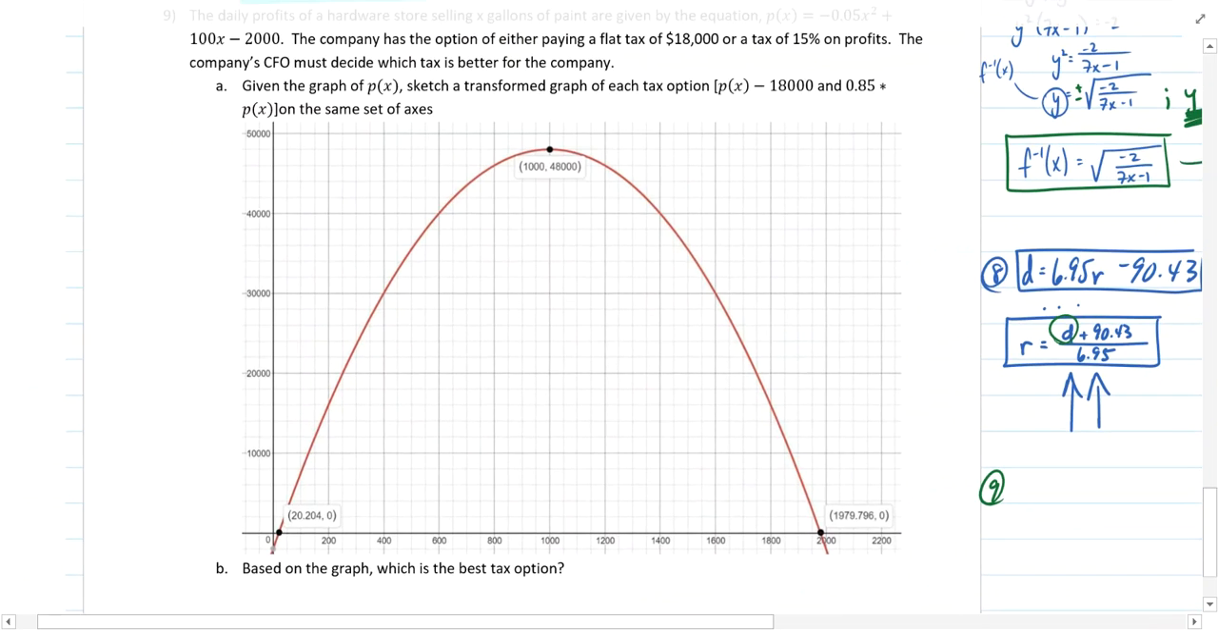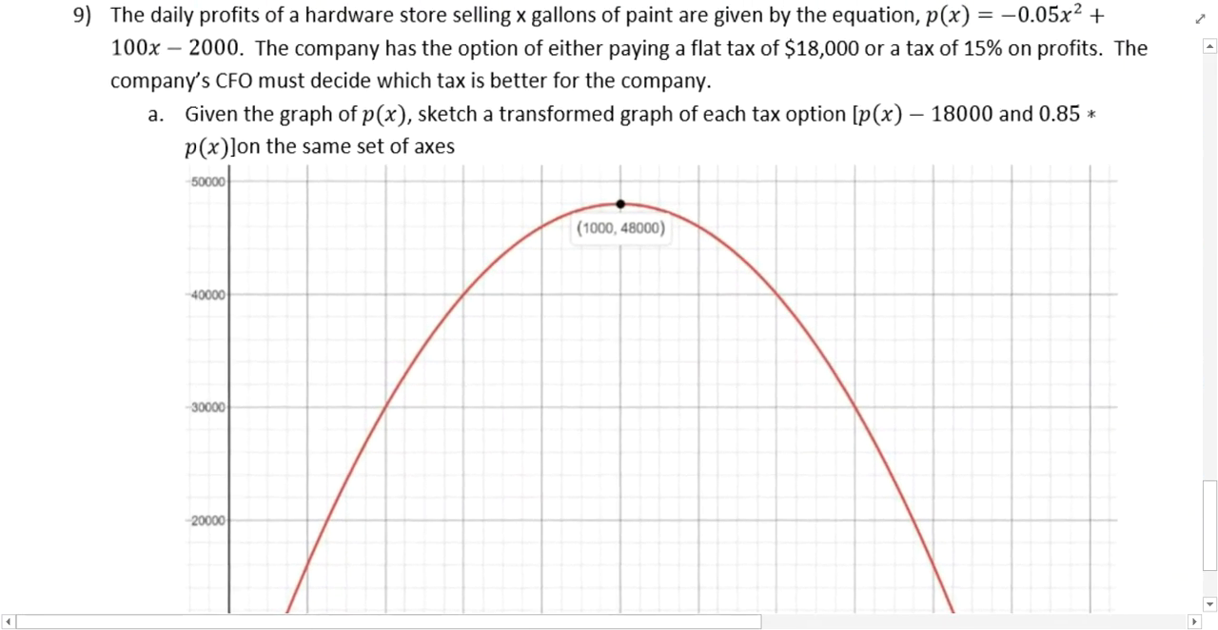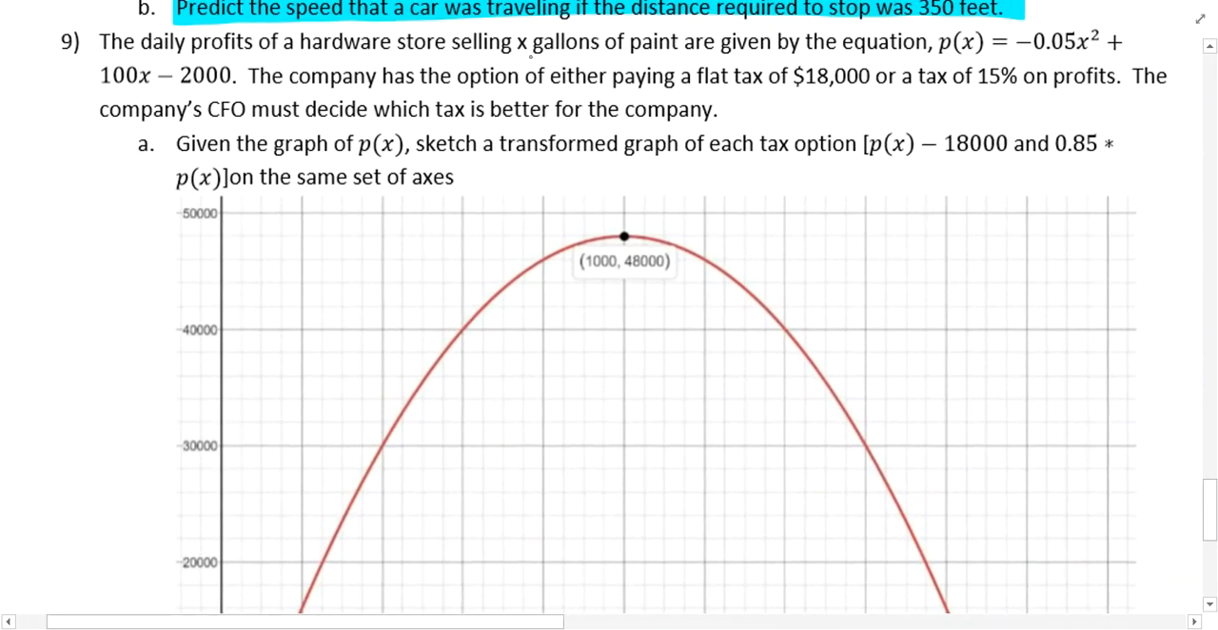Now, for question number 9. This is more of a question about graph transformations than anything, but it's a nice real-world application of such. We're told that the daily profits of a hardware store that sells X gallons of paint are given by this particular equation. Now, that equation is modeled by this graph here.